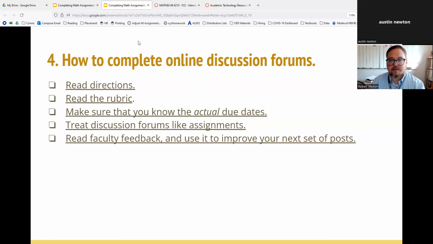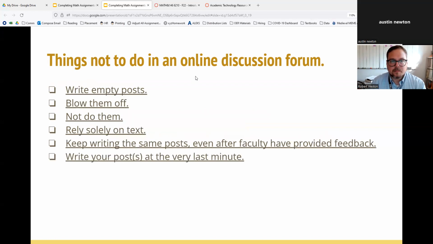Read faculty feedback and use it to improve your next set of posts. Just like with the feedback loop I talked about earlier, the feedback you get from faculty should inform what you do on that next loop, how you do your assignments, what you should be doing, the timing of those things. We write those things in order to help you improve. We do not write those things to judge you or blame you. We really want to see improvement on those things we identified. And the only way to do that is for you to read those and take those into consideration when you do these activities.